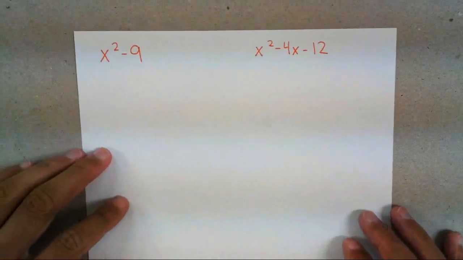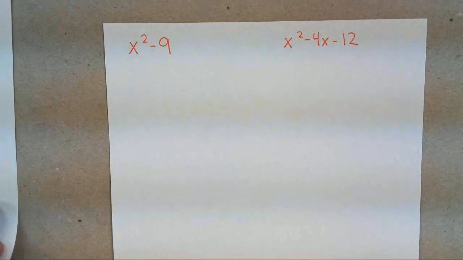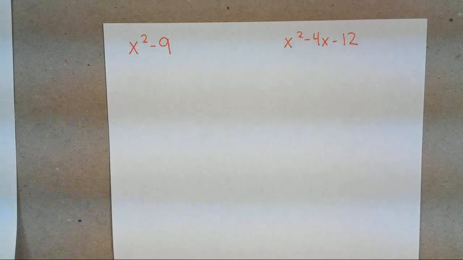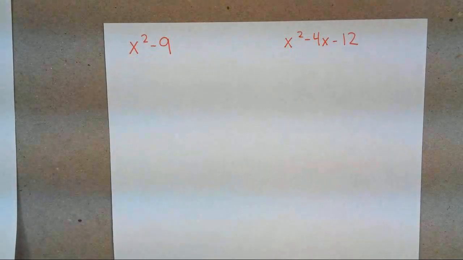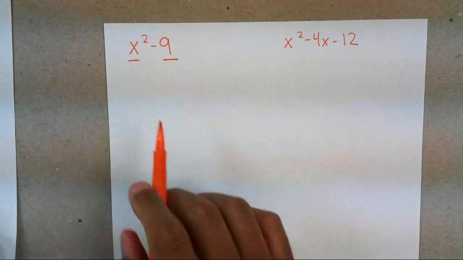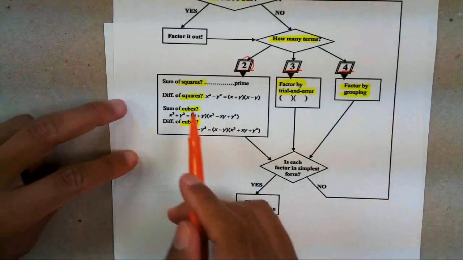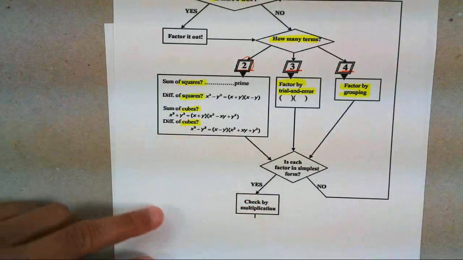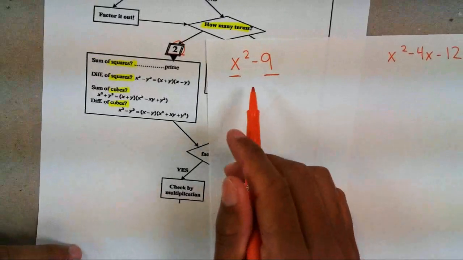So that's going to lead us to here. In order to factor out, remember, you have to be able to count the number of terms in your equation, because that's the most important question. So in the first one I have x squared minus 9. Well, that is 1 term and then 2 terms. So because it's 2 terms, if I'm able to factor this out, that means it's either going to be a square or a cube, because there's 2 terms.